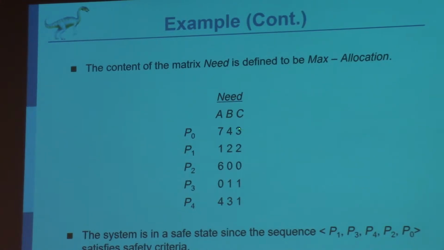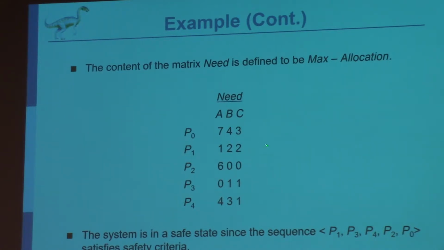So P0 can be? No, its need is 7, 8, so not possible. P1? Yes. P2? No. P3? Yes. P4? No. So P1 or P3 are possible. You can start either of them. If not available, go back to check the next one.